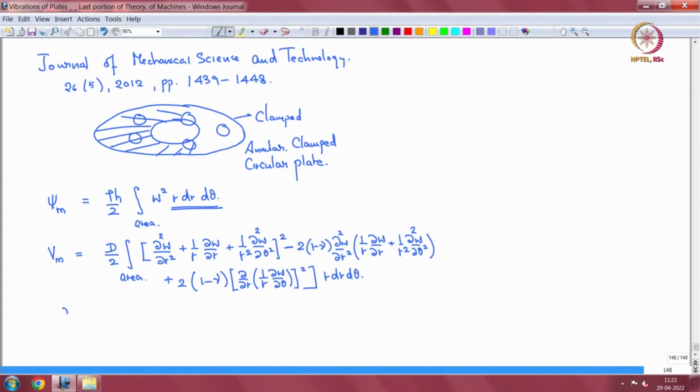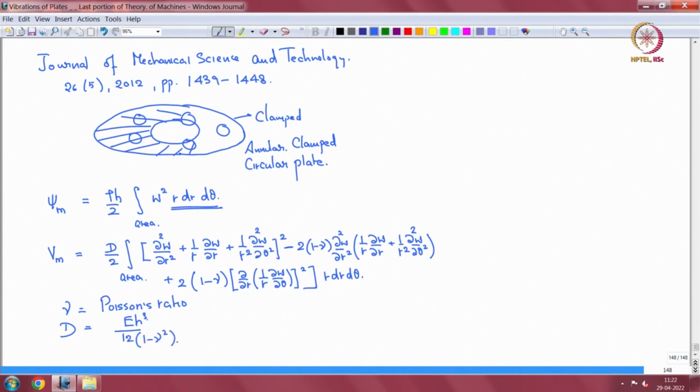Okay, so nu is the Poisson's ratio, and D is given by E h cube by 12 into 1 minus nu square.